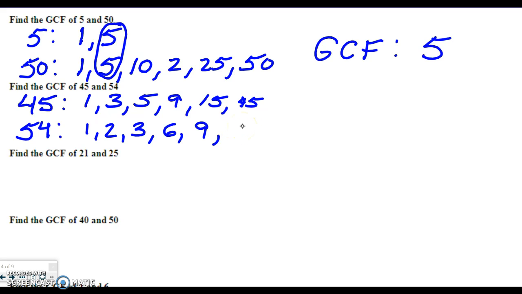I believe the next one for this would have been 18, and so on. So I don't need to keep going because I can stop here, because I can recognize right away what's the greatest number that's common to both. Well, I can find it in both lists, and that number is 9. Okay, so that's the GCF of those two.